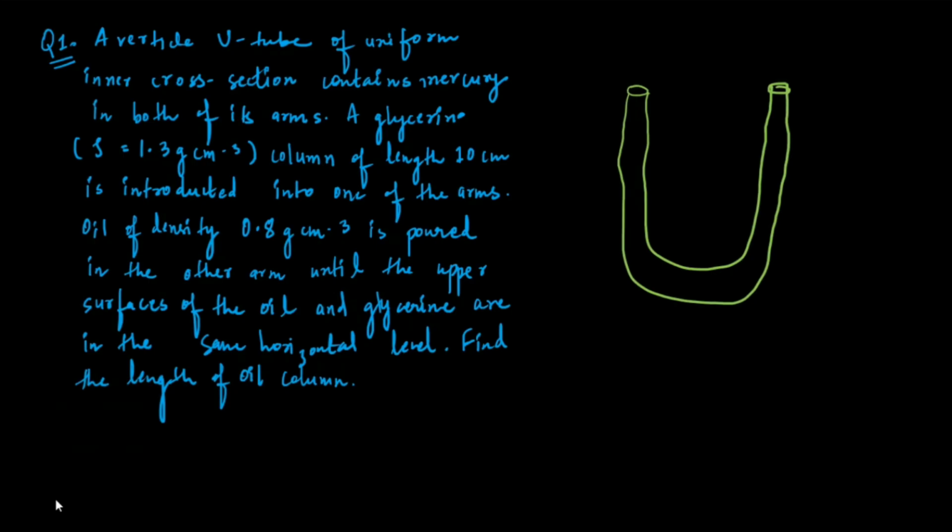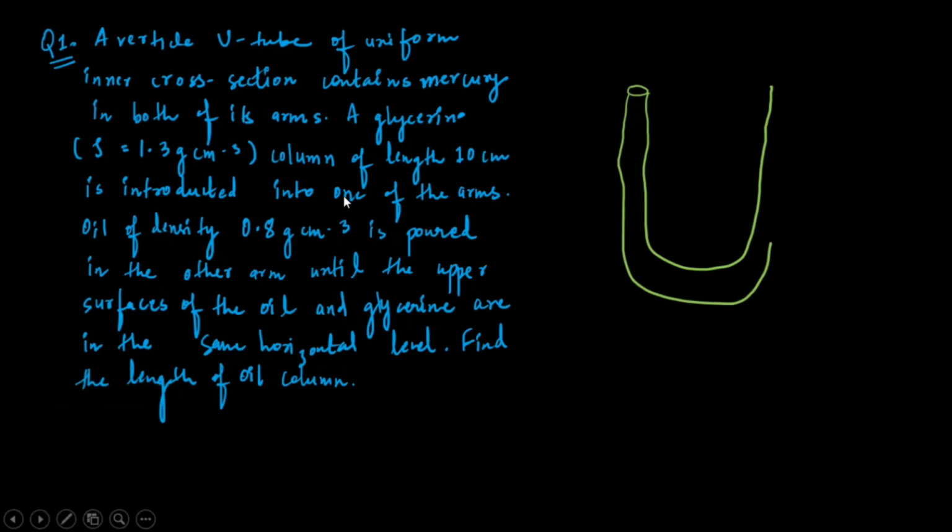So 1.3 times g times 10 is equal to the density of the oil, which is 0.8 times g times the height. Solving for height, height equals 1.3 times g times 10 over 0.8 times g. The g's cancel out, leaving 13 over 0.8. Since 0.8 is 8 over 10, that's 130 over 8. 130 divided by 8... no, that's not the correct way.